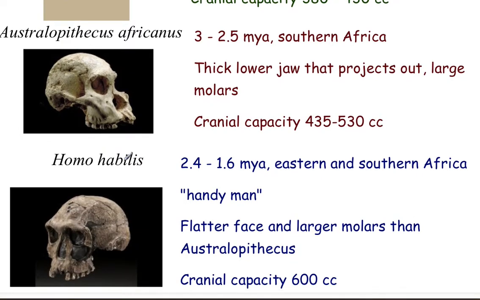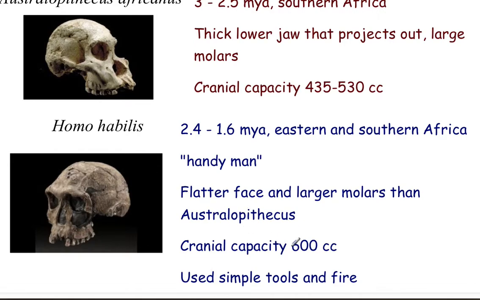So first you have Homo habilis, which existed between 2.4 to 1.6 million years ago in both Eastern and Southern Africa. This is colloquially known as handyman. And what you start to see is that the face starts to flatten out so that the jaw doesn't stick out as much. The back of the skull also kind of starts to round out and be less flat, as you see in earlier Australopithecus fossils. So it's got a flatter face. It still has large molars though. And then you do see a little bit of a jump in cranial capacity up to 600 cubic centimeters. And then this fossil, we do have evidence that they use simple tools and we're also able to control fire.